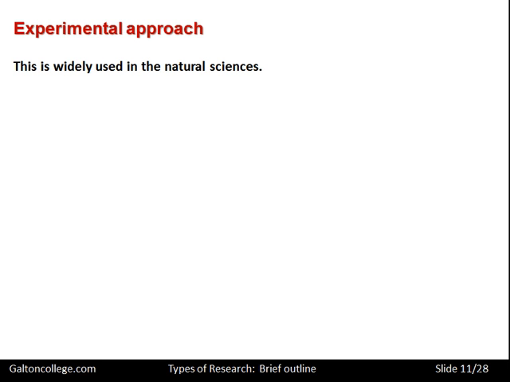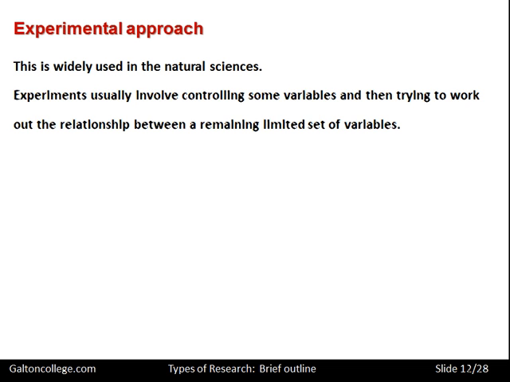That's the inferential approach. There's also an experimental approach. This is widely used in the natural sciences, so it's not so much applicable in the context of business as in our case. Experiments usually involve controlling some variables and then trying to work out the relationship between the remaining limited set of variables. So scientists use this a lot to try to control certain variables, hold situations constant, and then allow a couple of variables to move and see what the relationship between them is. It's what's used in, as I said, the natural sciences and the approach of the natural sciences.